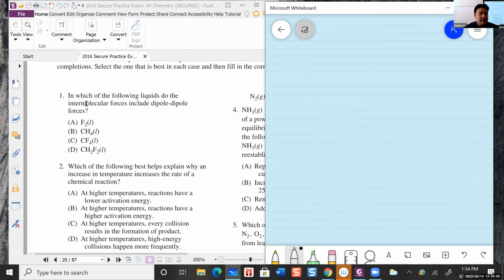First question is about intermolecular forces. Which of the following liquids is dipole-dipole? Dipole-dipole is polar, so you're looking for which one is polar. The answer is D. D is the only one that is polar, because A is diatomic, nonpolar. B is tetrahedral, a hydrocarbon, nonpolar. C is tetrahedral, nonpolar. They have all the symmetries that allow the dipoles to cancel. So D is the only one, even though it is tetrahedral, because the dipoles are unable to cancel. So number one is D. If you draw CH2F2, you see the C-F has a dipole, but it doesn't cancel with the C-Hs.